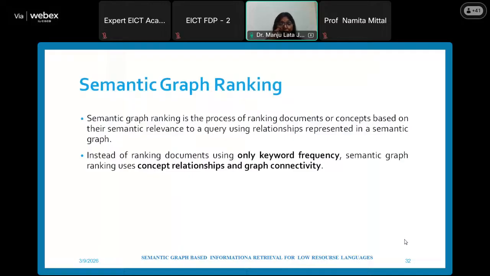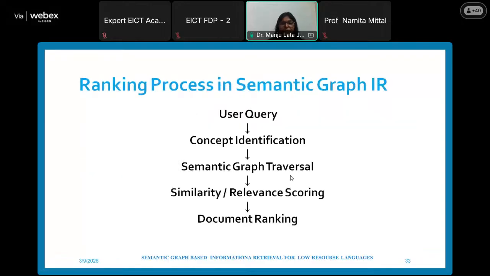Semantic graph ranking. The last part of that particular architecture is the ranking itself. Once the documents are retrieved, that is not sufficient. Which document is most related, which is least related, and which are average? How can we consider one document as having average retrieval efficiency, or one as highly related with the query terms? Semantic graph ranking is the process of ranking documents or concepts based on their relevance to the query. Instead of using only keyword frequency, semantic graphs take care of concept relationships and graph connectivity.